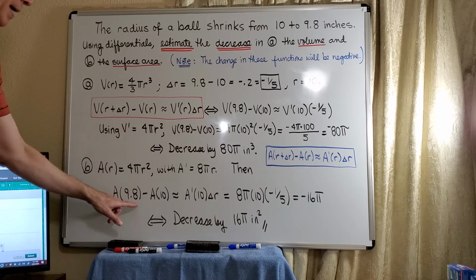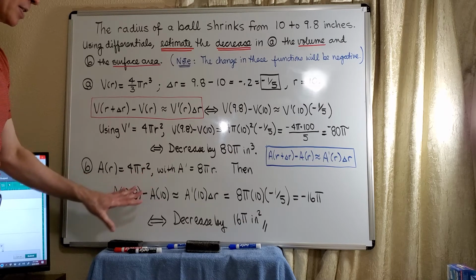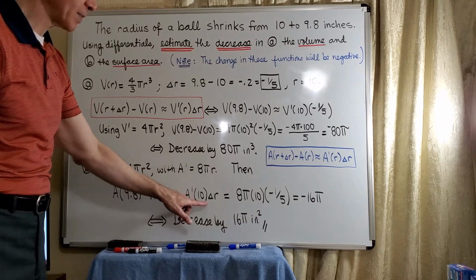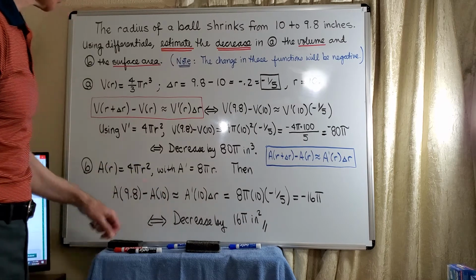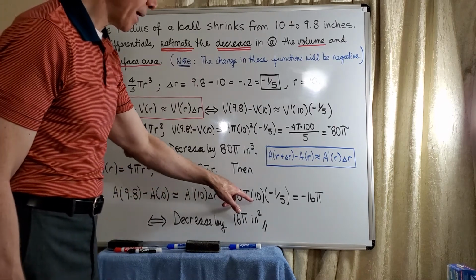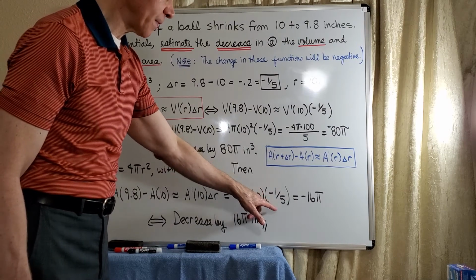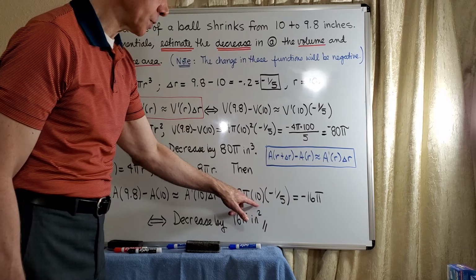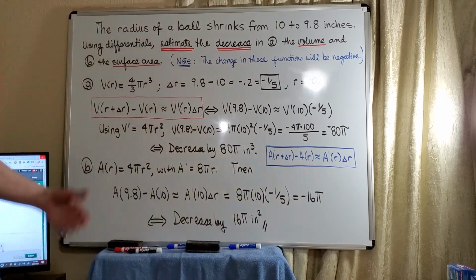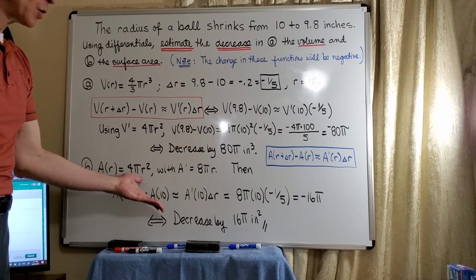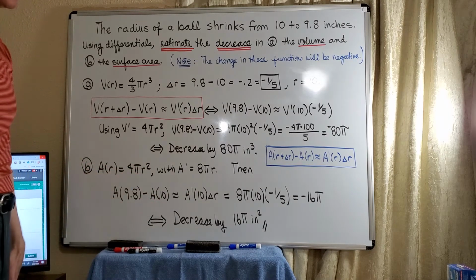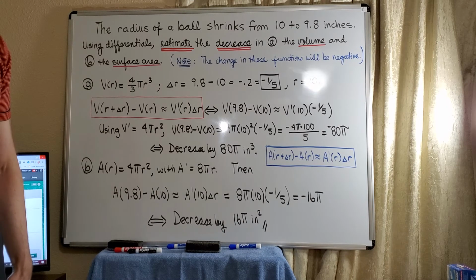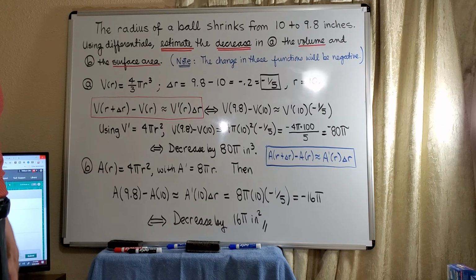Then the substitution is like the last problem. So a of 9.8 minus a of 10, which is the change in the area, is approximately a prime of 10 times delta r. And substituting the derivative, we have 8 pi times 10 times the -1/5. And of course, the -1/5 times the 10 gives us -2, so we get -16 pi. So we phrase it accordingly: a decrease by 16 pi inches squared. So we're seeing that the differential is very useful. We can actually approximate function values, and we can also approximate change in function values. And we are done.